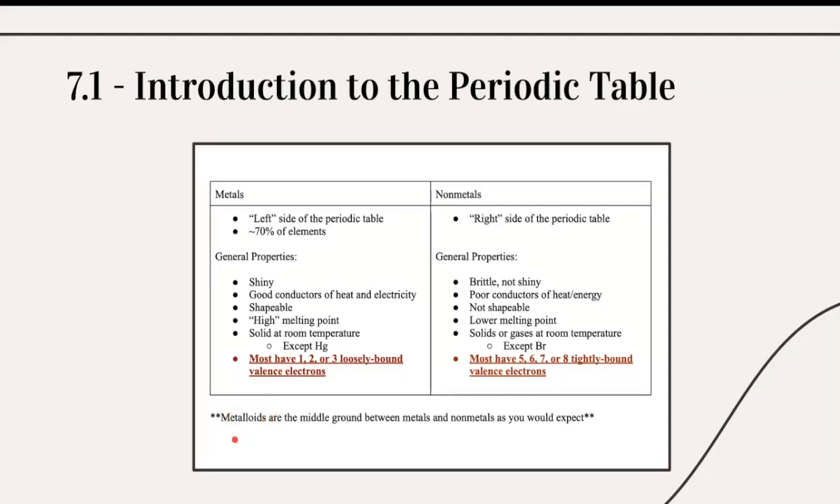And something to note is that metalloids are usually the middle ground, so they're okay conductors. Their melting point is neither high nor low.